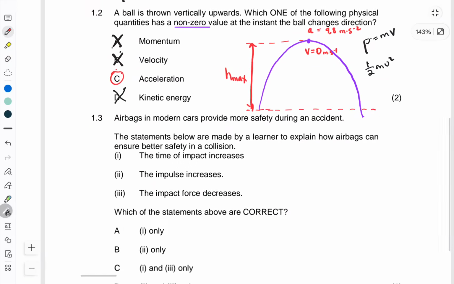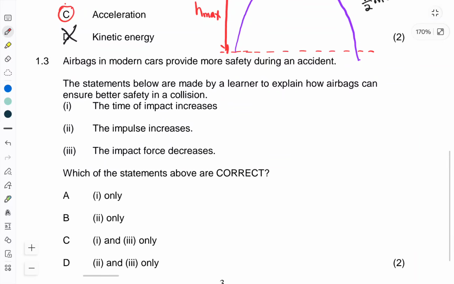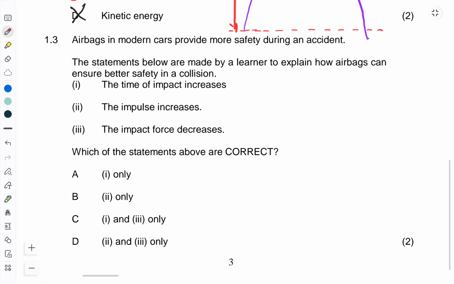All right, number 1.3. Airbags in modern cars provide more safety during an accident, right? The statements below are made by a learner to explain how airbags can ensure better safety in a collision. The learner makes these 3 statements. 1, the time of impact increases. 2, the impulse increases. 3, the impact force increases.